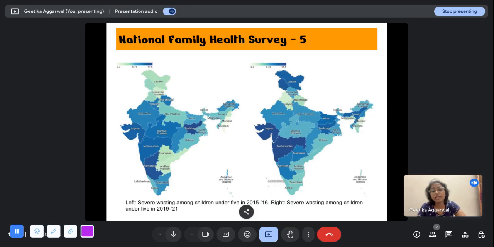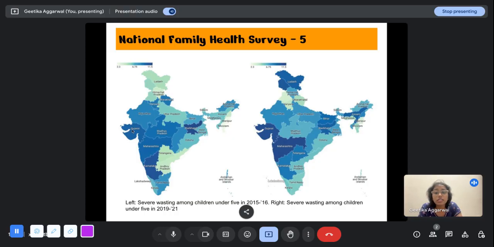When you look at the National Family Health Survey, you see that when you talk about malnutrition, wasting is when a child has low body weight compared to his or her height. So compared to height, if the body weight of the child is low, then the child might be a little malnourished. So this is wasting among children under the age of 5. According to National Family Health Survey number 5, which was carried out in 2019-2021, it has gotten worse.